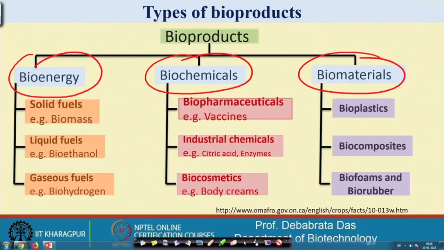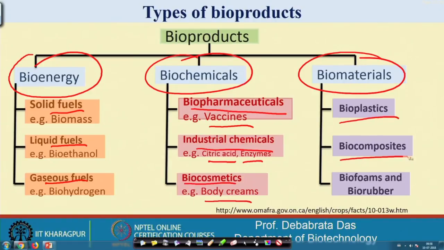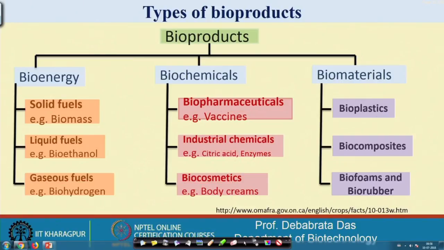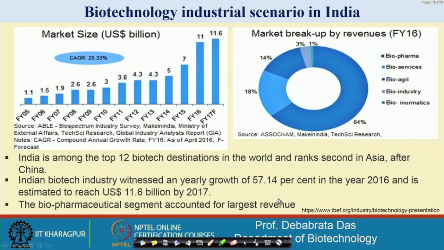Now, in bioenergy, we have solid fuels, liquid fuels, and gaseous fuels. And then biochemicals, we have biopharmaceuticals like vaccines, and industrial chemicals like citric acid and enzymes. Then biocosmetics, we have body strain, and biomaterials, we have bioplastic, biocomposite, biofoams, and biorubber. So these are the several things that we have.